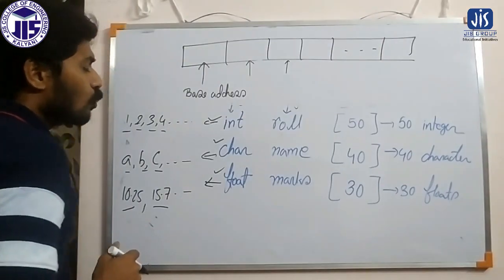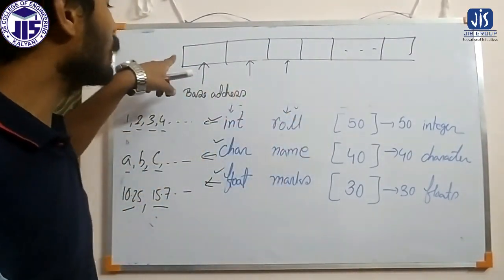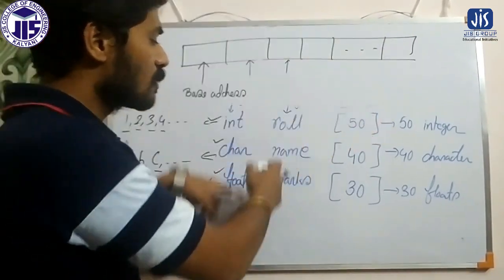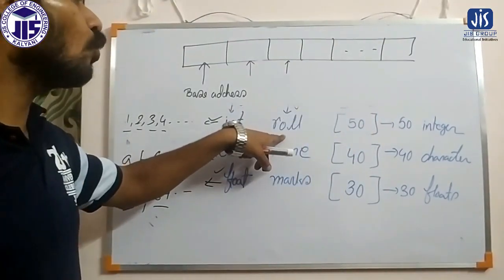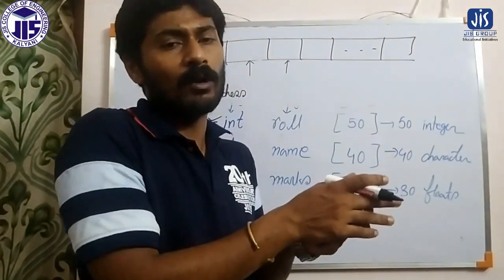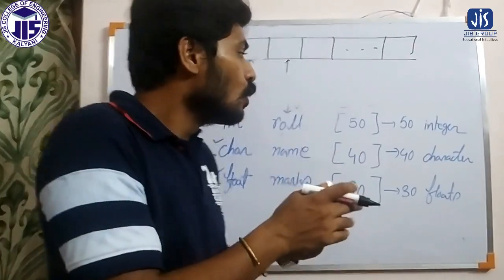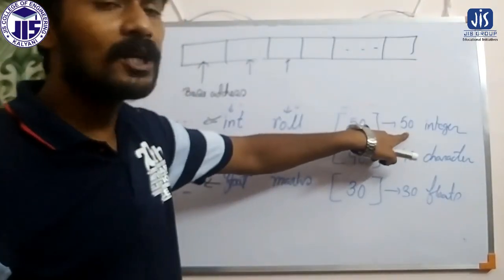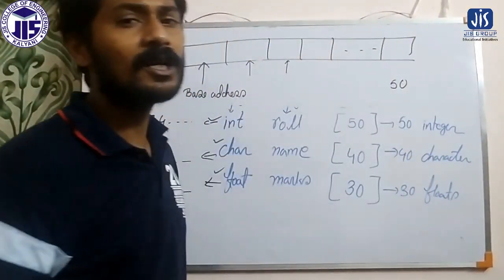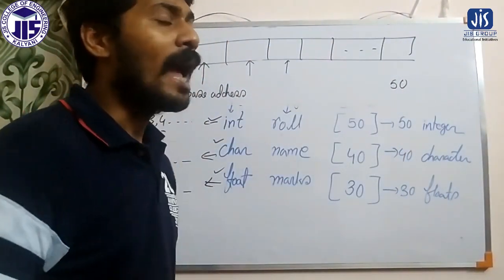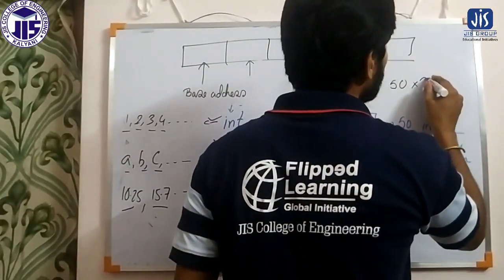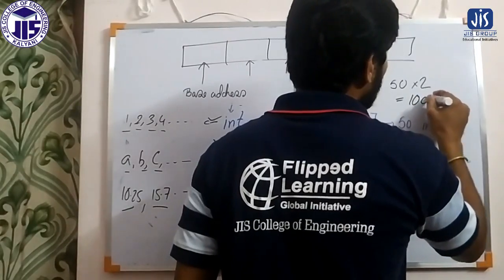Now the question is, for this array we have to allocate the total memory. For this roll array, what amount of memory will be allocated in total? How will we decide it? How many maximum values can we store? 50. We can store a maximum of 50 values. And what kind of data can we store here? Integer type data. And in the case of a 32-bit compiler, the size of an integer is 2 bytes. So it will be a total of 100 bytes.